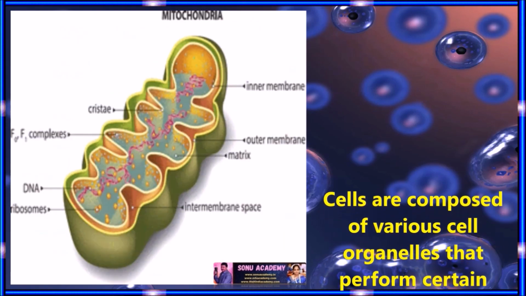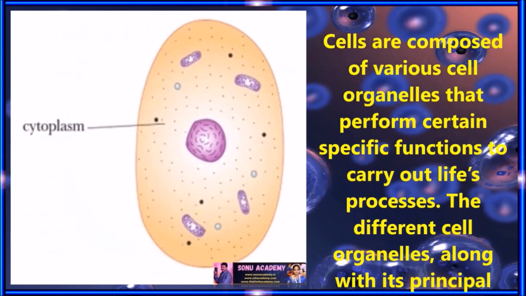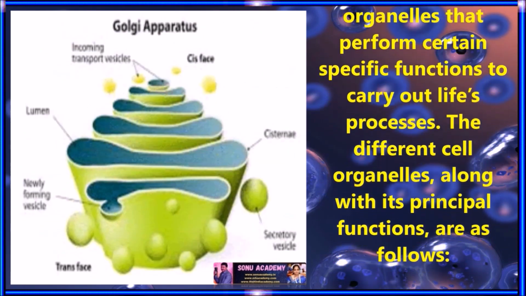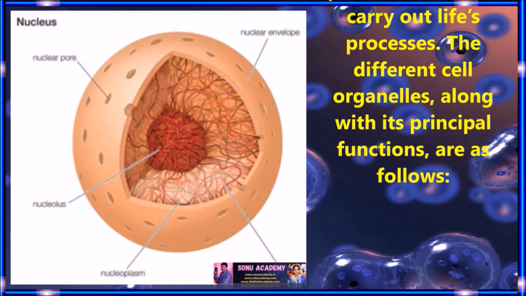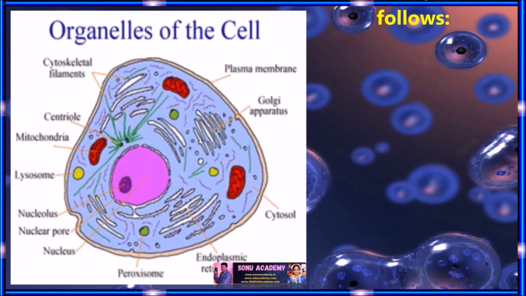Now let us discuss about cell organelles. Cells are composed of various cell organelles that perform certain specific functions to carry out life's processes. The different cell organelles along with their principal functions are as below.